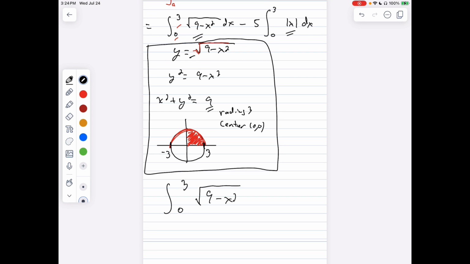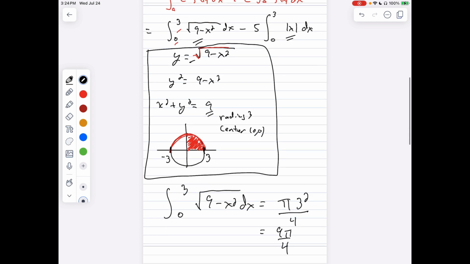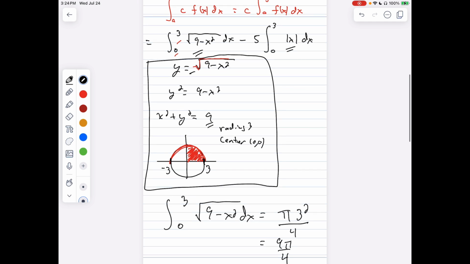The area of a circle is pi r squared, so it's pi times 3 squared for the whole thing, but we're only looking at a quarter of it, so it's divided by 4. So 9 pi over 4 is the area of that quarter circle, so that's what the integral equals.